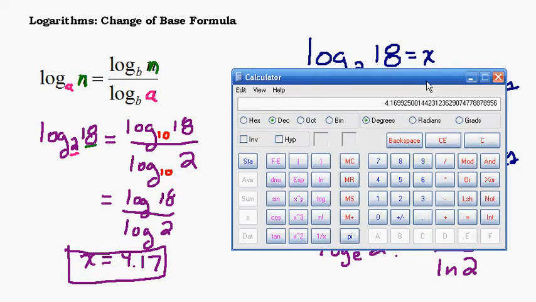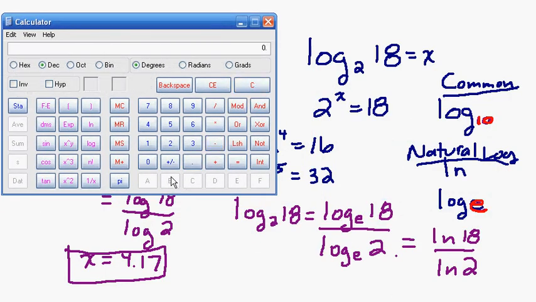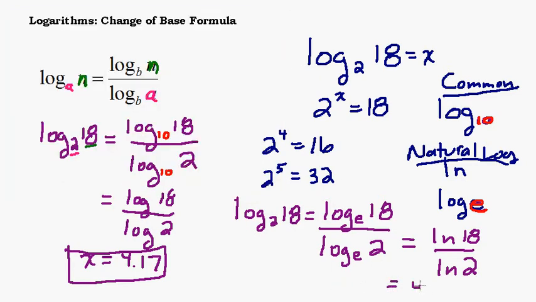Let's try it. Alright, so on this calculator, the natural log button is right here, ln. So I'm going to punch in 18 ln, that's the natural log of 18, divided by 2 ln, that's the natural log of 2. Then I have to hit equals, and I get the same exact thing, 4.16 or 4.17. And that is all there is to it. So that equals approximately 4.17, and that's the answer. And that's how you use the change of base formula. That's all there is to it.